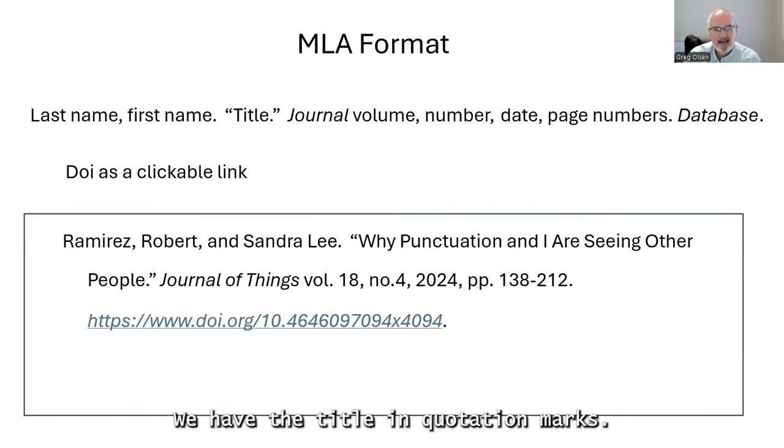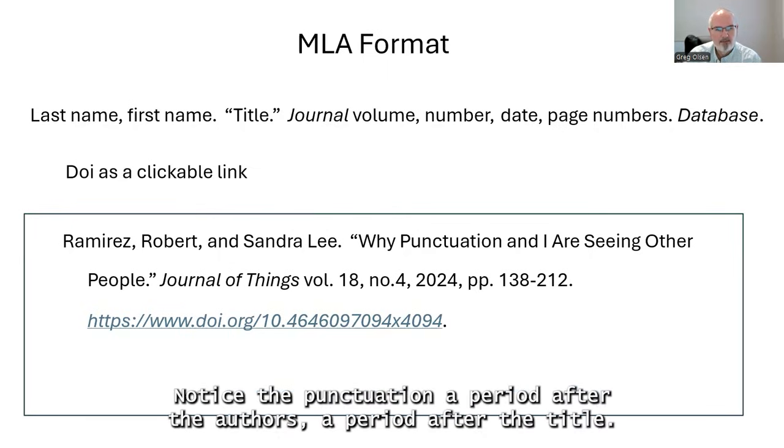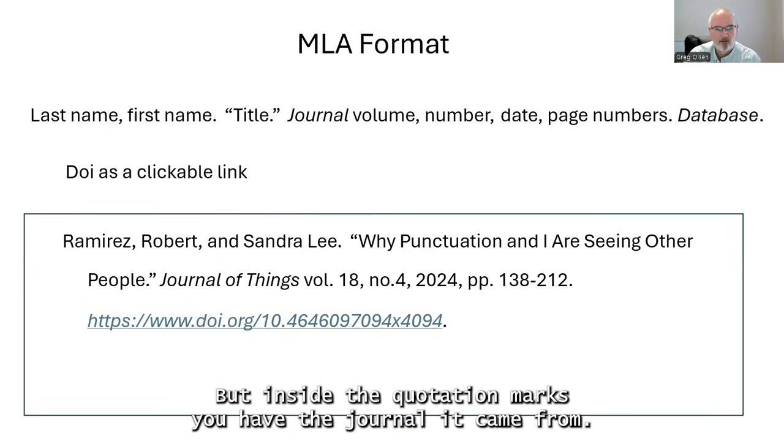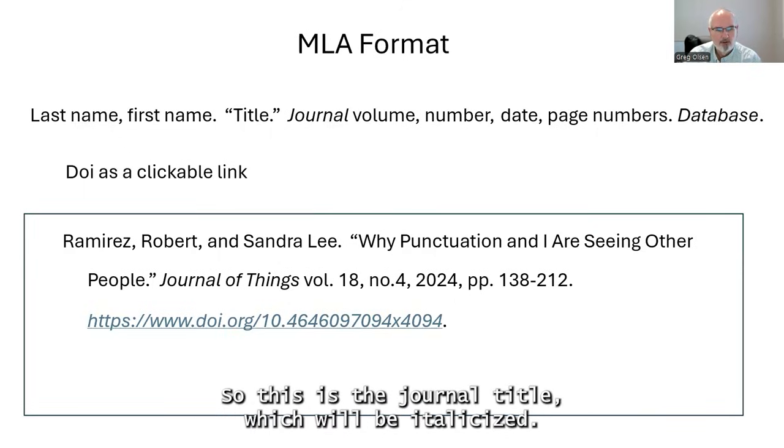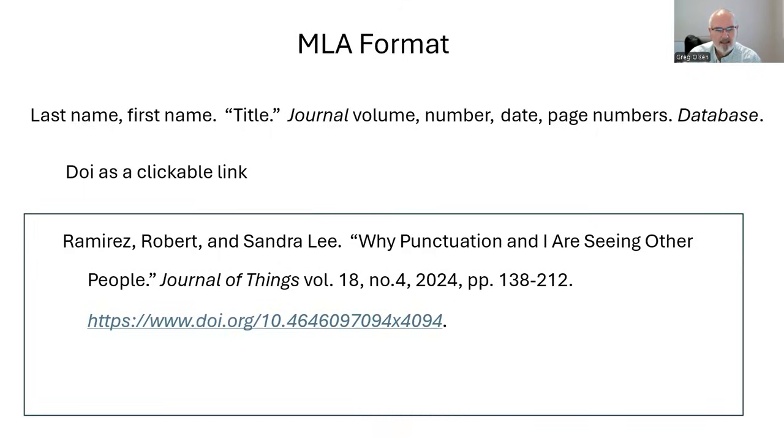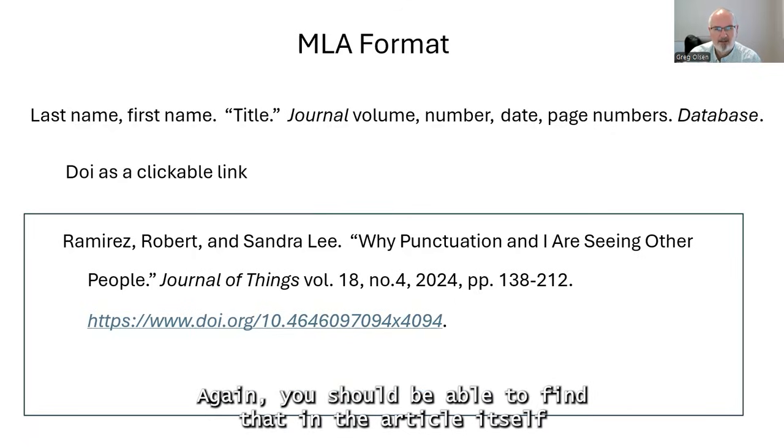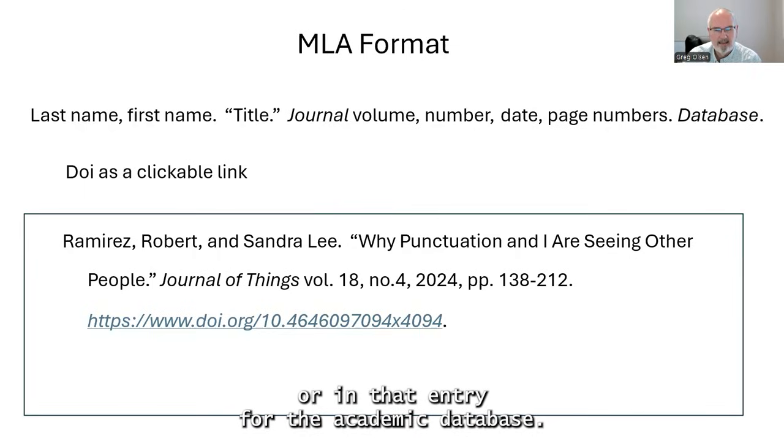We have the title in quotation marks. Notice the punctuation, a period after the authors, a period after the title, but inside the quotation marks. You have the journal it came from. So this is the journal title, which will be italicized. You have the volume and the issue number. Again, you should be able to find that in the article itself or in that entry for the academic database.